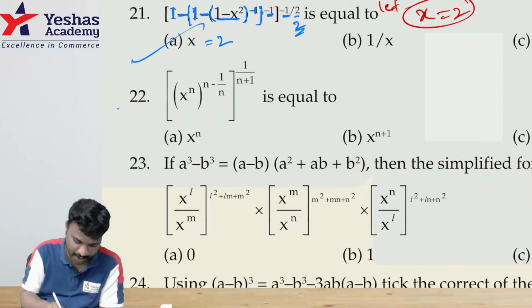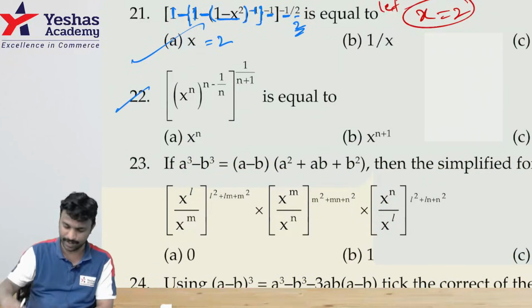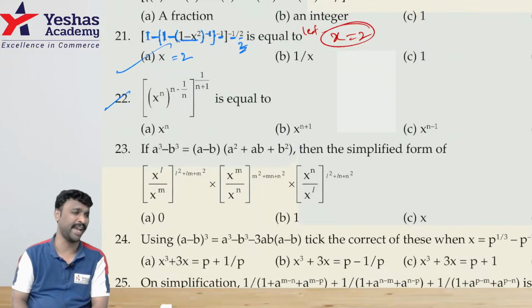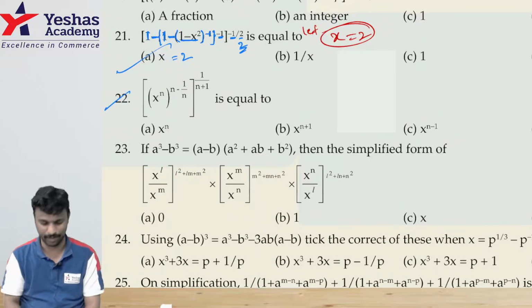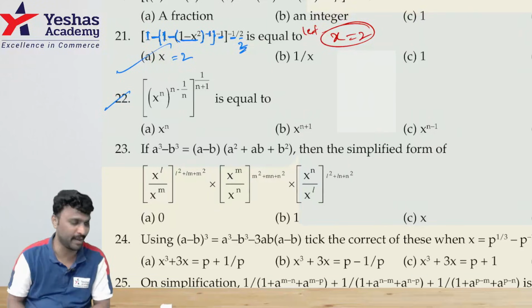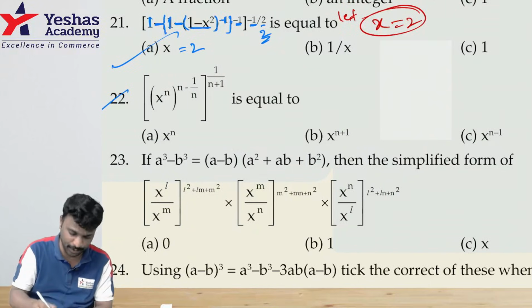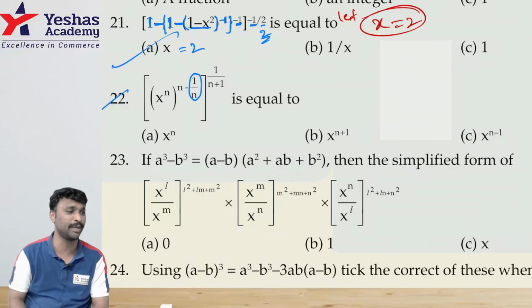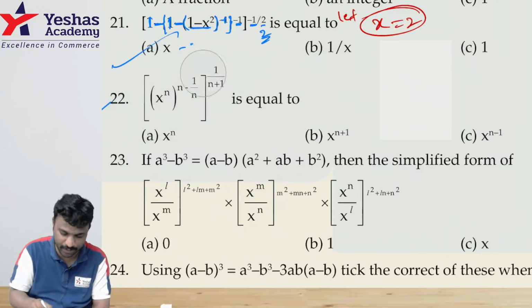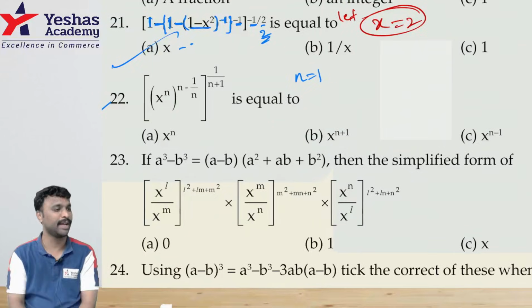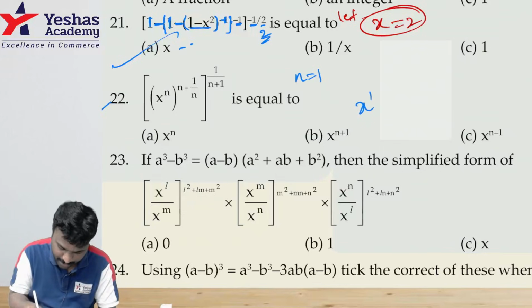Guys, the next question, question number 22. Whenever the powers are in terms of n or some arbitrary constant, you can always plug in a value for n. Guys, avoid n equal to what? 0. The reason to avoid n equal to 0 is that if I plug in n equal to 0, 1 by 0 appears here, right? 1 by 0 becomes what? Infinity. So plug in n equal to what? 1. If I plug in n equal to 1, what do I get? x power 1 power. What is this? 0. Correct? Whole power 1 by 2.